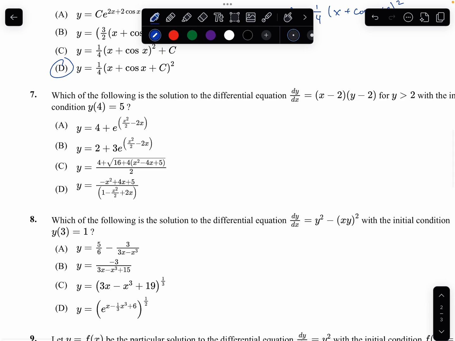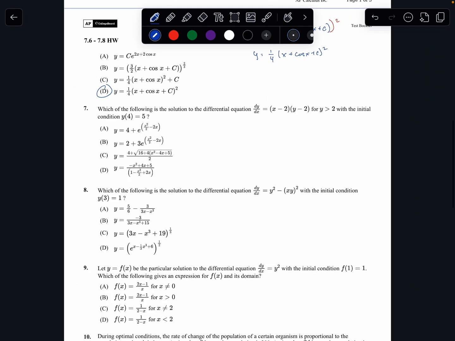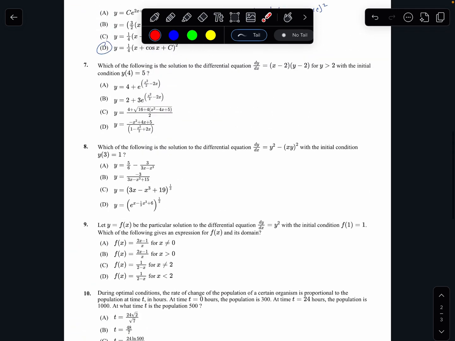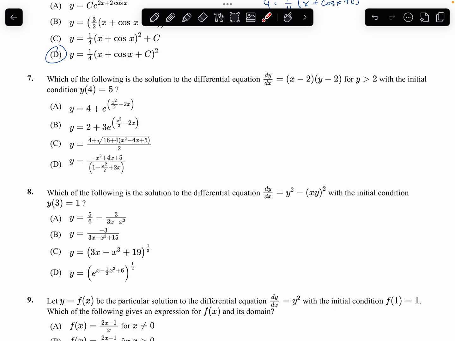All right, for 7, which of the following solutions to the differential equation dy dx with the initial condition? Okay, so this one, in these problems, we're not solving for a general solution. We're actually solving for a particular solution, and so that's why they give us an initial condition. So this is not a whole lot of space to work with. We'll make do.